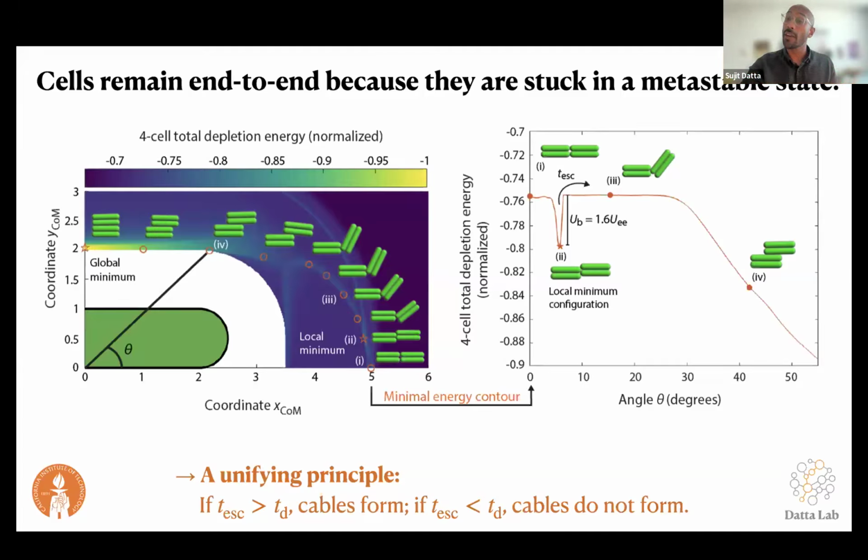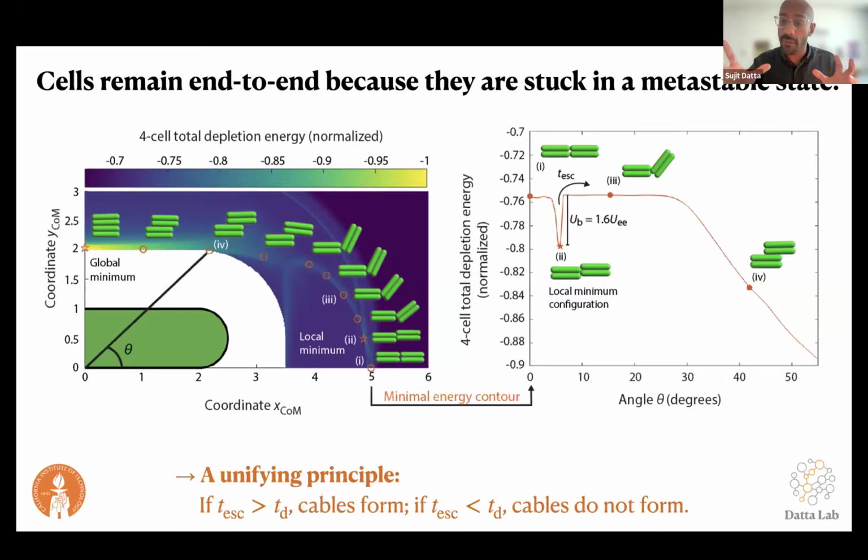And so now we have a very simple unifying principle. We have a simple biophysical prediction. If this escape time is longer than the doubling time, then the cells are stuck in this proto cable and they just keep growing and dividing and cables form. But if the cells can escape this local kinetic trap, right? If that escape time is shorter than the doubling time, then we don't expect cables to form.